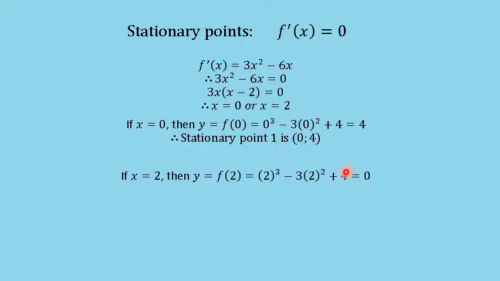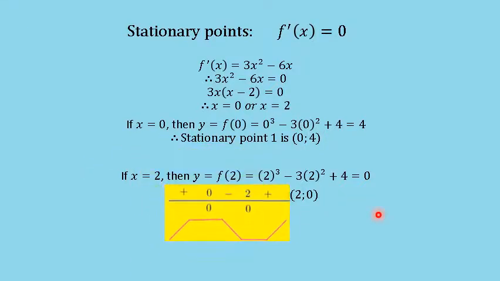If x = 2, we do the same in order to determine the y value. Then y = f(2) = 2^3 - 3(2)^2 + 4, and this gives us the answer of 0. Therefore, stationary point 2 is the point (2, 0).